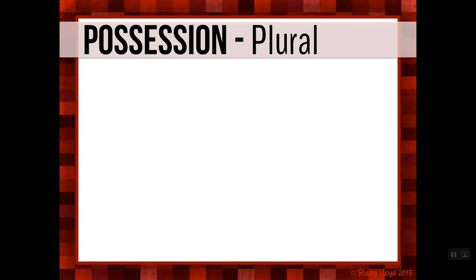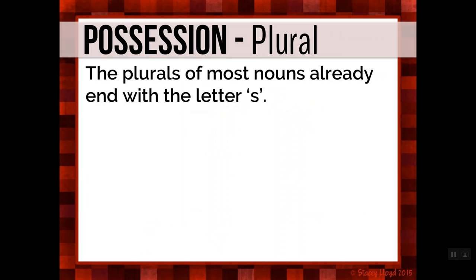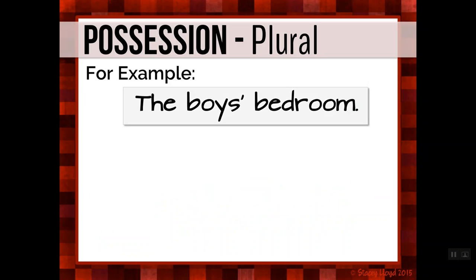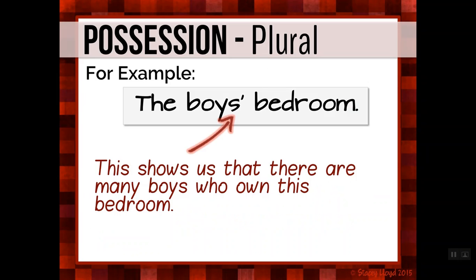All right, for plural. So many plural nouns already end with the letter S. Boys. So one boy becomes boys. So you don't have to add the S because there already is an S. Just add an apostrophe. So the boys' bedroom. Like my two sons, they share a bedroom. So I would write the boys with an apostrophe. So it's plural and it's theirs. There's two of them that own it. This shows to us that there are many boys who own this bedroom.